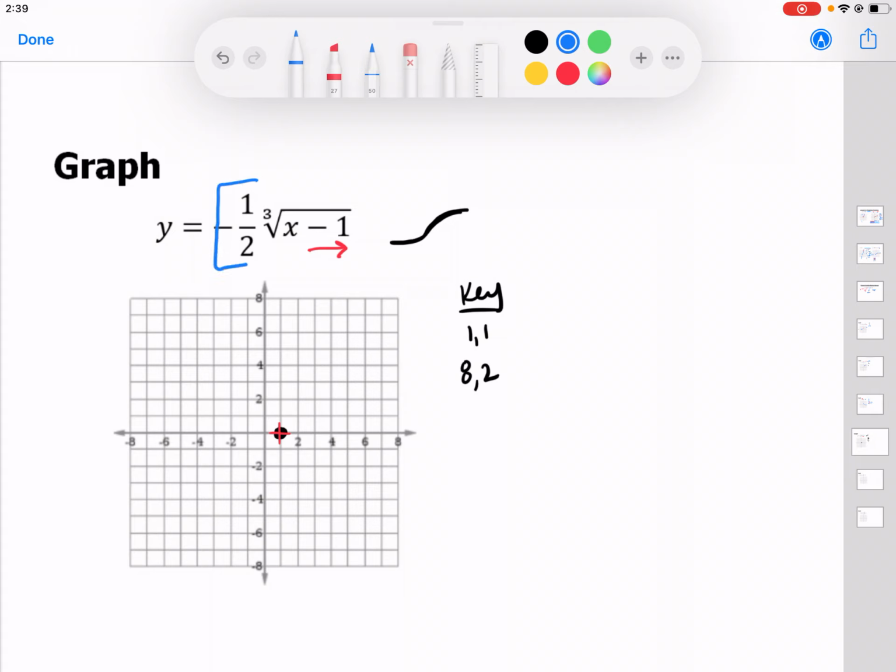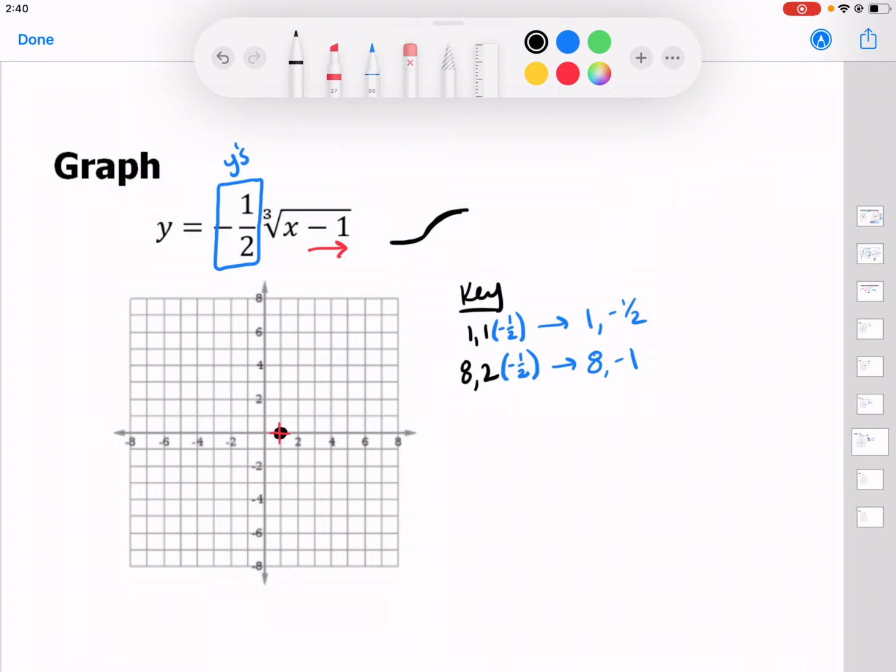Okay, we've got this -1/2 outside. Anytime you have something multiplied on the outside that affects your y values, you're going to go ahead and multiply each y value by that number. So that will change the key points to 1, -1/2, and 8, -1.